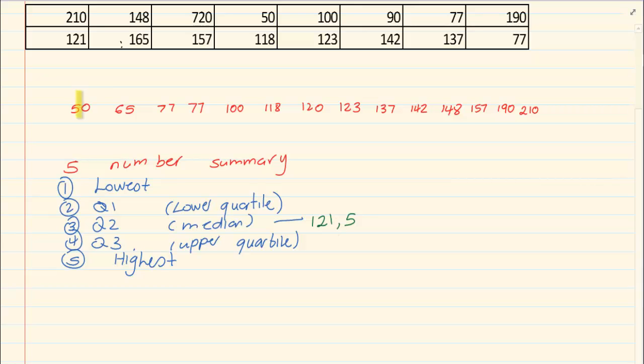Now what is the lowest? That is the reason you have to put it in order. The lowest is 50. And the highest is 210.